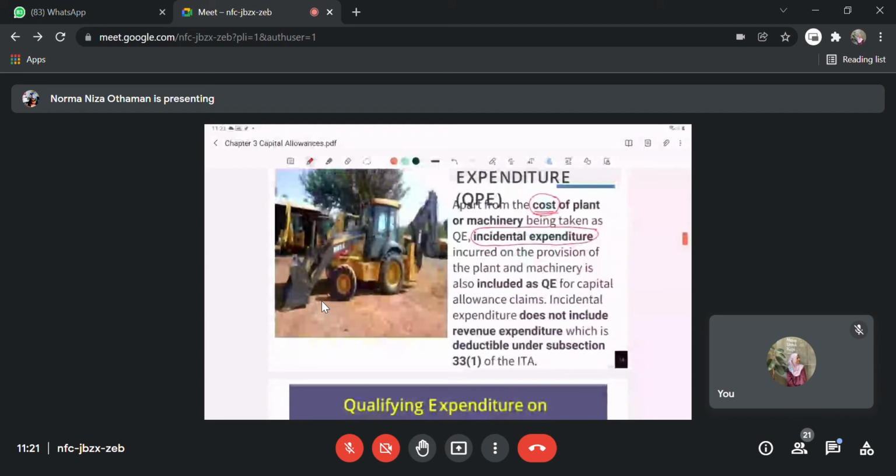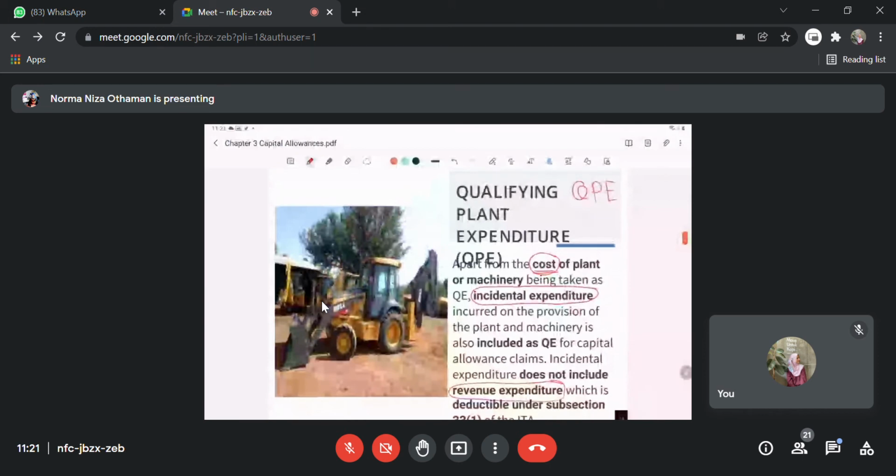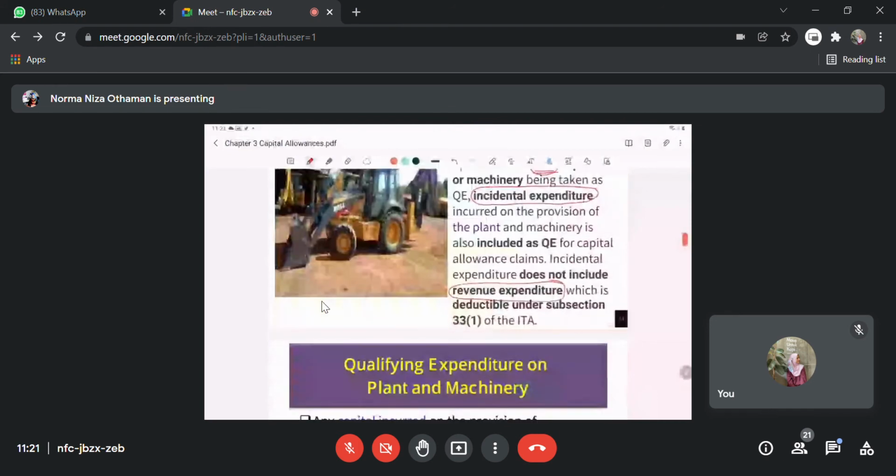Tapi dia kata kat sini, incidental expenditure does not include the revenue expenditure. So back to the concept tadi, capital expenditure it comes from the capital lah, the QPE, the nature dia mesti capital. So kalau you jumpa those that are revenue expenditure maksudnya dia adalah not included as qualifying plant expenditure, dia tak qualify. So in order to be qualified, dia punya bentuk mestilah capital in nature. Alright, so the concept, is it clear, guys?